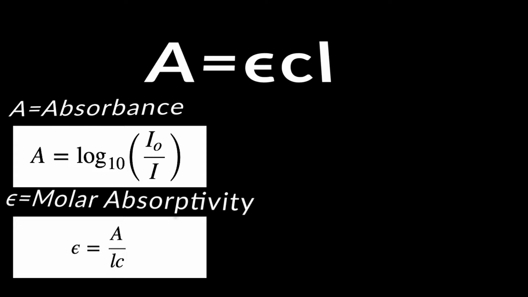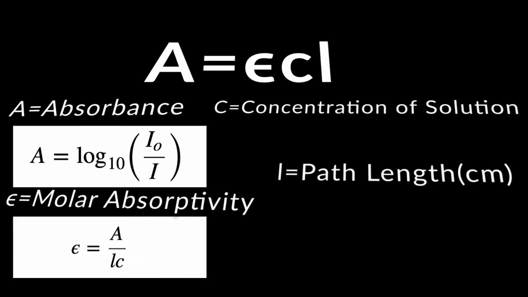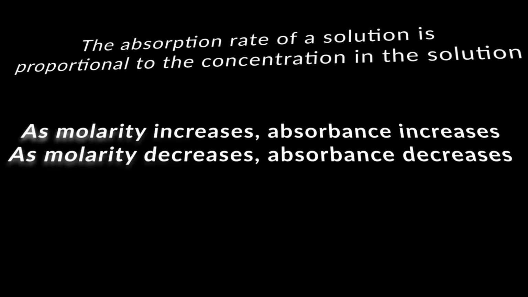C is for concentration of the solution and can be found by setting up and solving a simple titration equation. L is for the path length and is simply the length of the cuvette. Beer's law states that the absorbance of a solution is proportional to its concentration, which simply stated means that as the concentration of a solution increases, the absorbance rate will increase as well, and vice versa if it decreases.